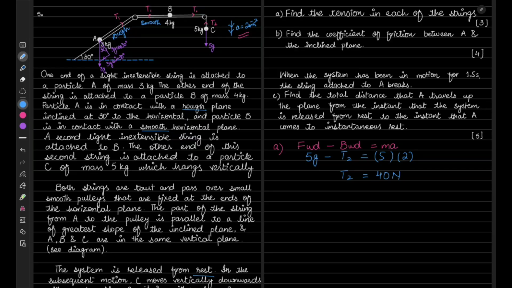Okay. Now let's apply the same for your tension 1. And how can we apply that? As your whole system is moving to the right, apply it on your particle B. Here we have applied it on particle C. Now apply the same forward minus backward on particle B to get the second tension.